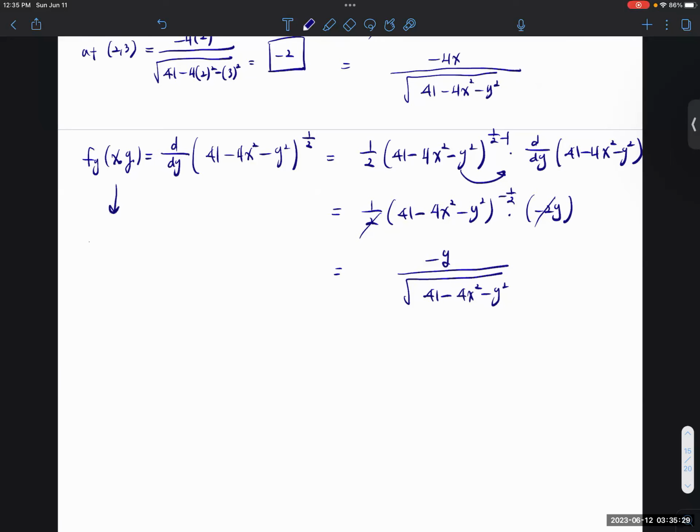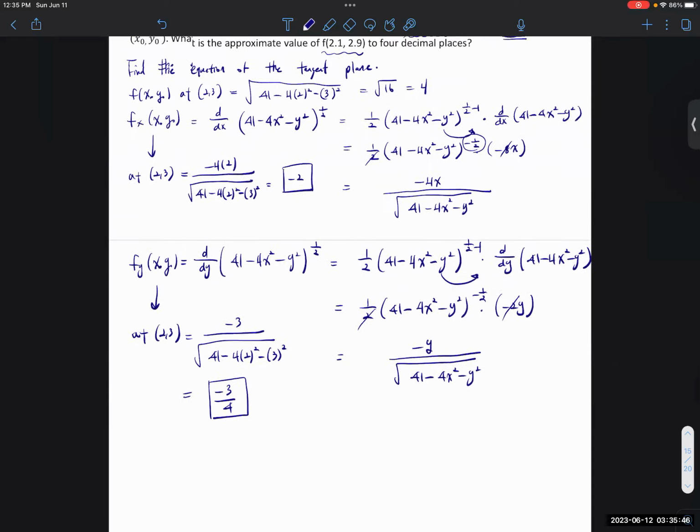So now I want to find out at (2, 3), which is negative 3 over radical 41 minus 4 times 2 squared minus 3 squared. If you calculate it, that would be negative 3 over 4.